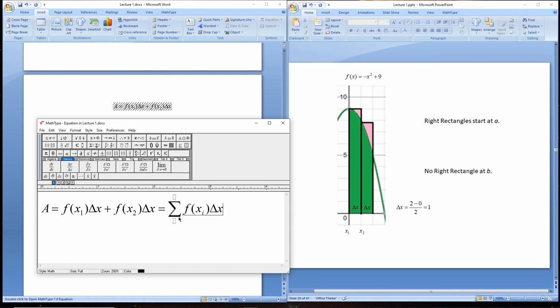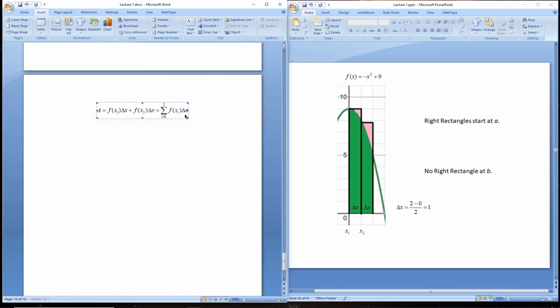And remember, the bottom of the summation indicates where i starts. Well, if we look over here, we're starting at i equals 1. And the top of the summation tells you where to stop. And we're going to stop when we get to 2. And that would be how we write the expression then with our summation notation.